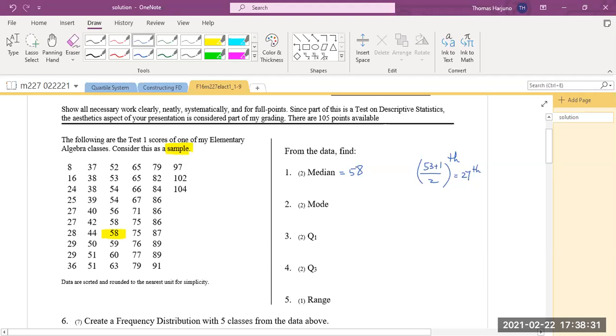Second, what's the mode of that data? What's the mode? I see 86 happens 3 times, but nothing else happens 3 times or more. So the mode is 86.